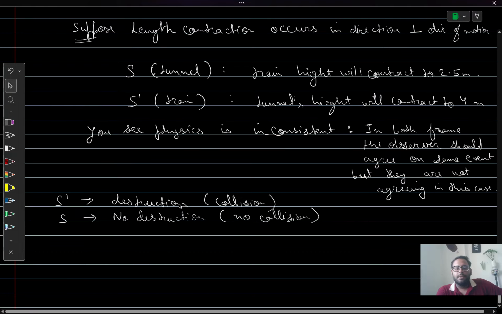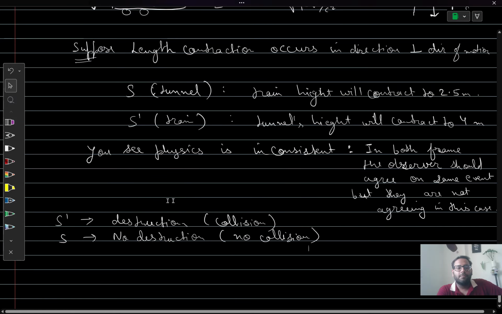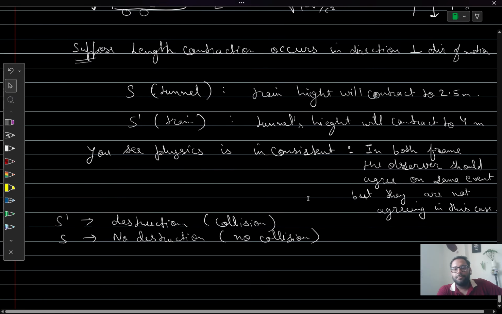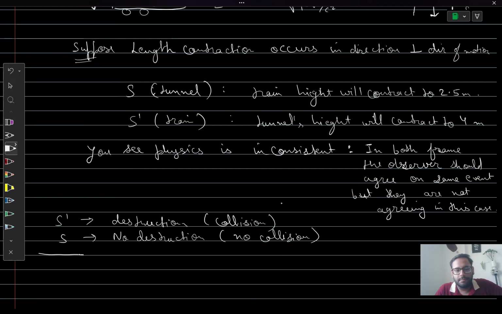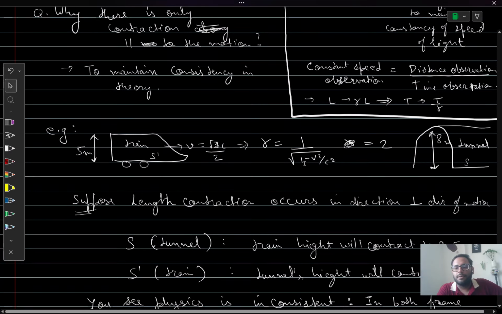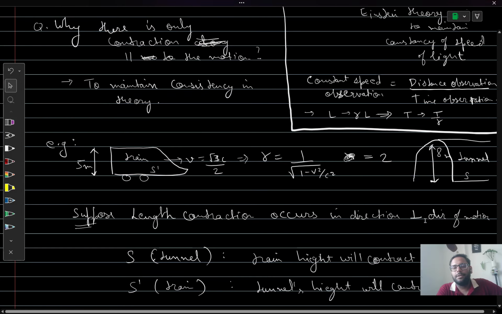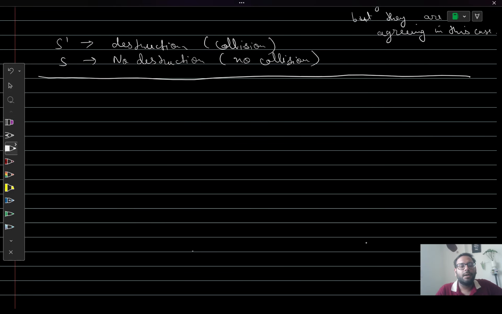So events are changing when you are seeing the same event. I mean, you are seeing different events when you are translating your physics from one inertial frame to another. So this is physically impossible. Length contraction cannot occur in the direction perpendicular to the direction of motion. So I will take just a few more minutes to derive the Lorentz transformations.